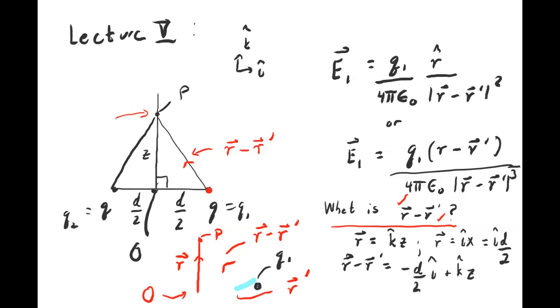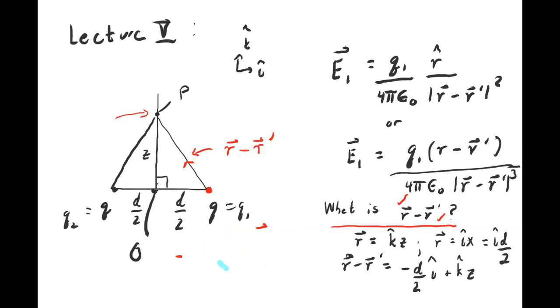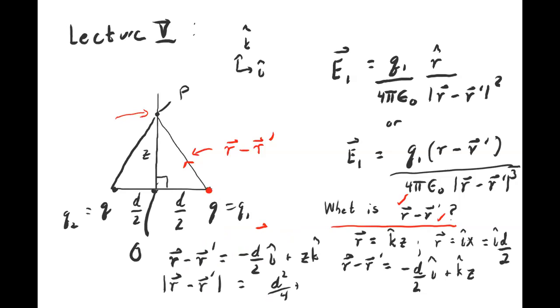And let's make some room. I need to know two things. I need to know what r minus r prime is for this problem. It's simply minus d over 2 i hat plus z k hat. And I need to know its magnitude. And that's just d squared over 4 plus z squared, and this entire quantity is taken to the 1/2 power. Okay.